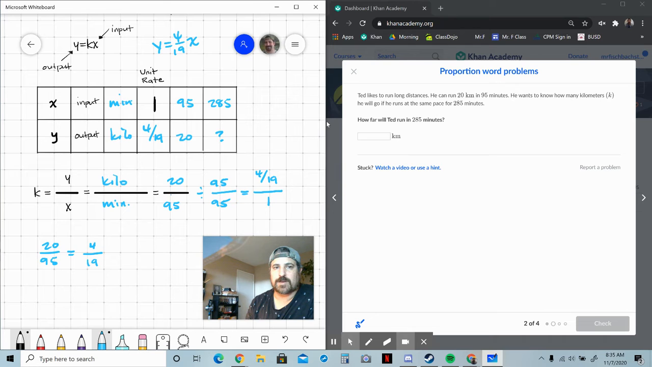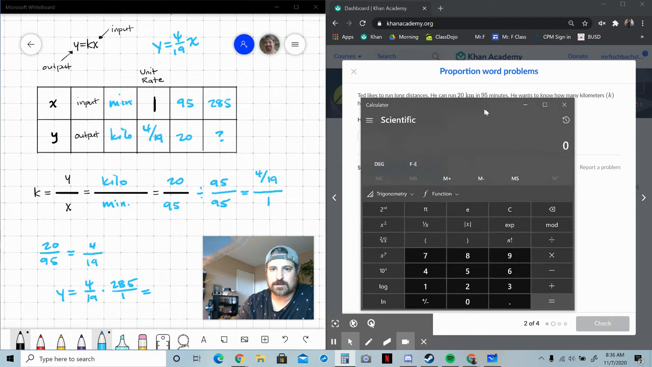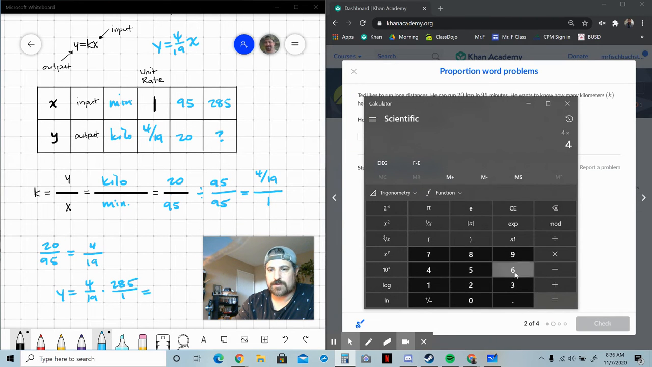So if we input 285 minutes, we just multiply this by 285, basically, right? So you're going to get y is equal to 4 over 19 times the 285 over 1. And in this case, I don't think there's any common factors there between 19 and 285. So I would just do it on a calculator if it was me. I don't think it's going to take a lot of time doing skills you probably already have. So I would just do 4 times 285, get the answer 1,140, and then divide it by 19. And you get 60. I guess I was wrong. I guess it does cancel. I didn't see it. So anyways, you get 60.